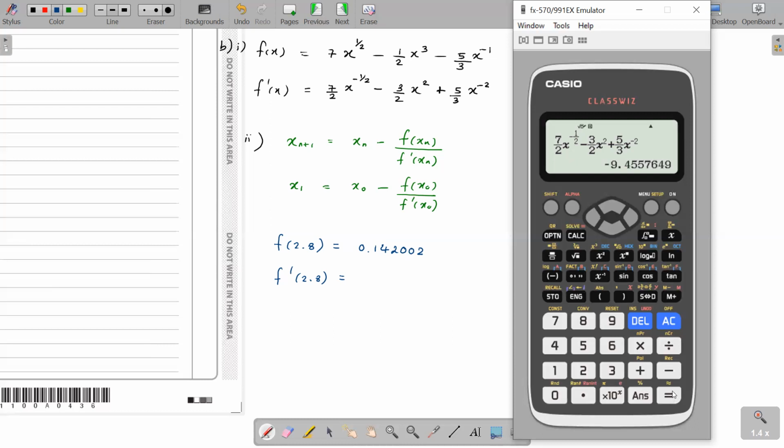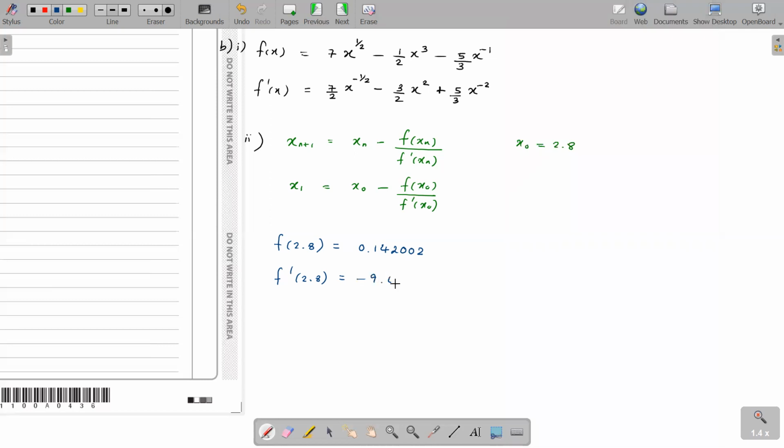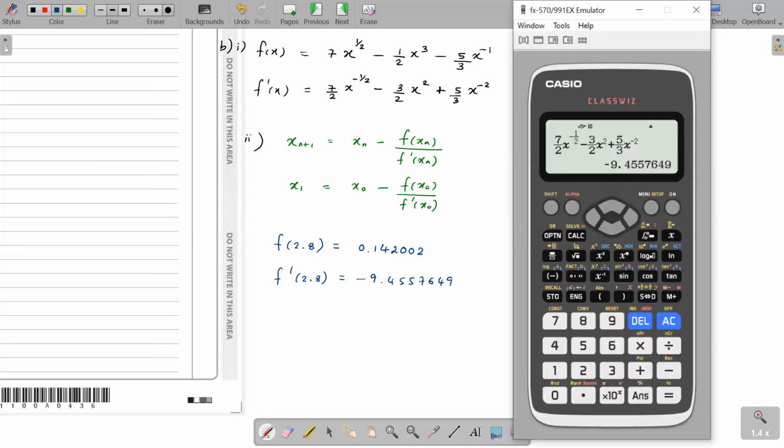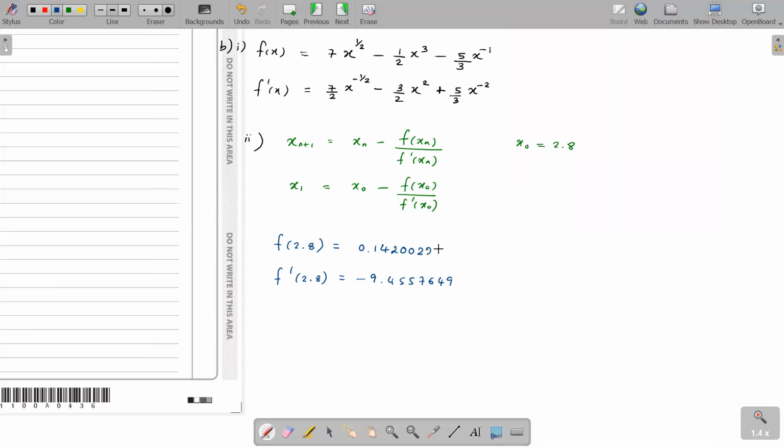The x value is 2.8. So when I give my x value, I get minus 9.45576 7649. The thing is, it's better that you give all the values. Even for f of 2.8, I prefer you giving all the values. Let me go back. 7 root x, this is the f(x) equation, right? In the f(x) equation also, when x is 2.8, the answer we got was 0.142022. So give all the values. Okay, so I have everything here.